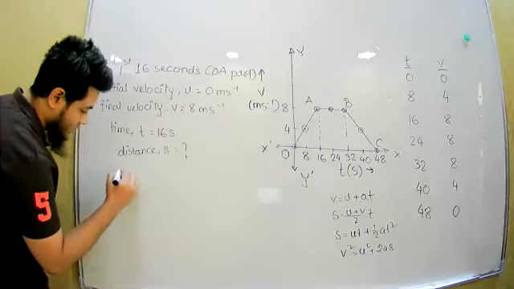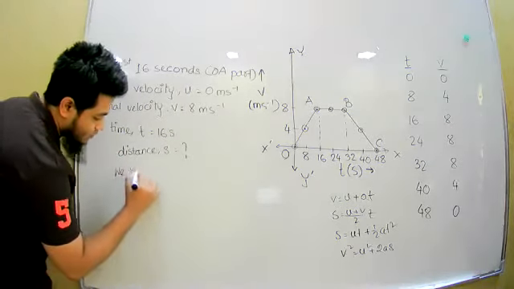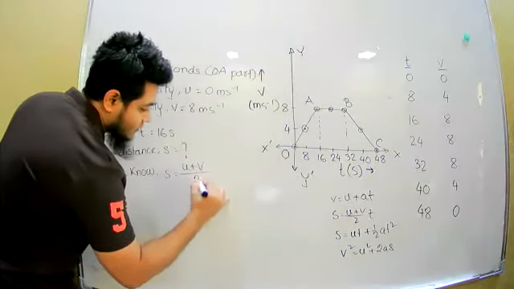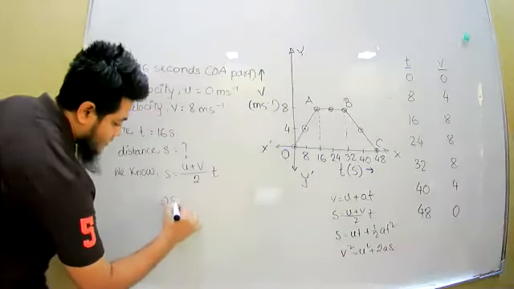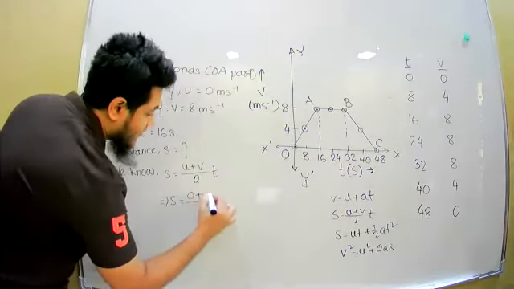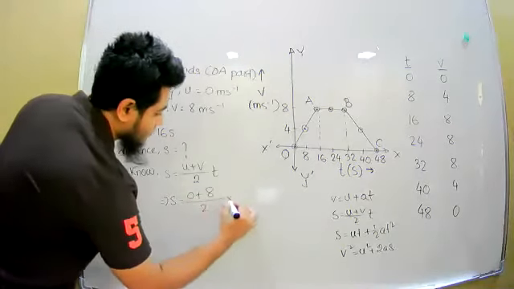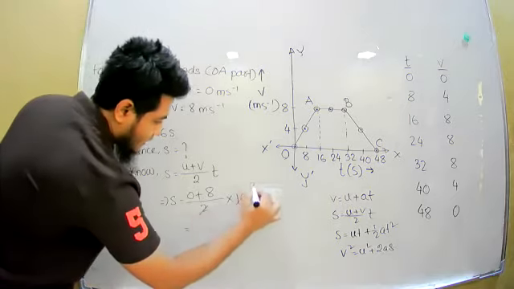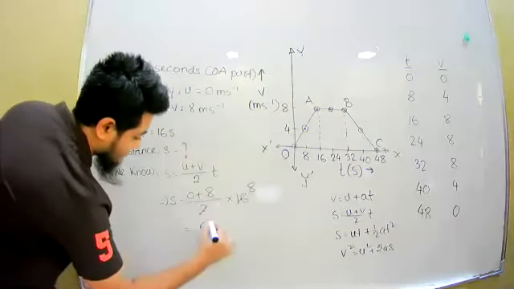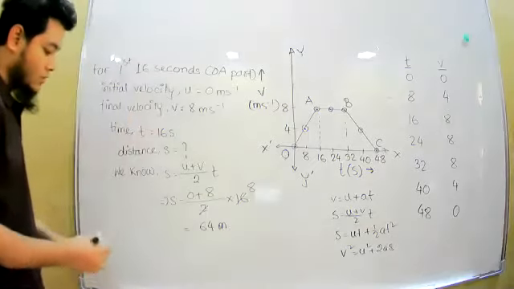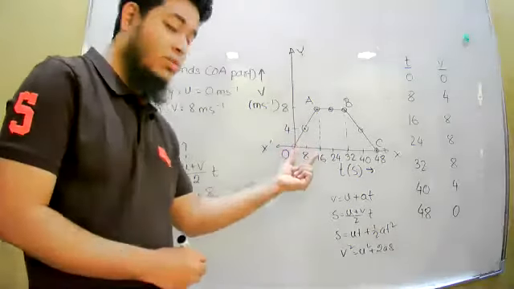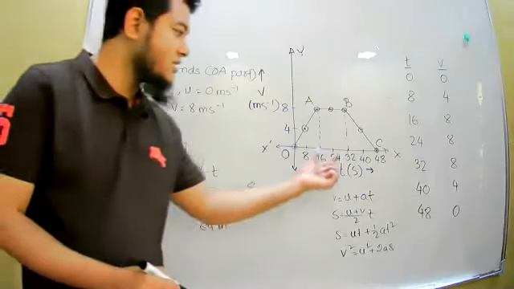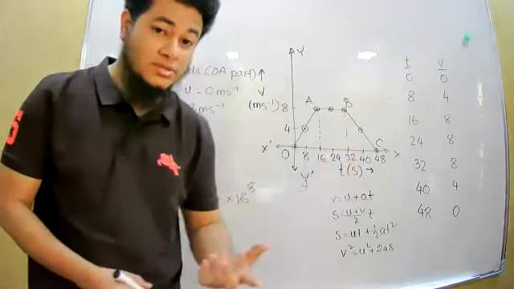Okay, so now let us continue. Everyone please mute yourself again. We know s is equal to u plus v divided by 2 into t. Then s equal to initial velocity 0, final velocity 8, divided by 2 into t, that is 16. So 8 plus 0, 8, into 8 is 64 meter. So in the first 16 seconds we have covered 64 meter distance. Okay, now we will see in the next 16 seconds how much distance we are covering.